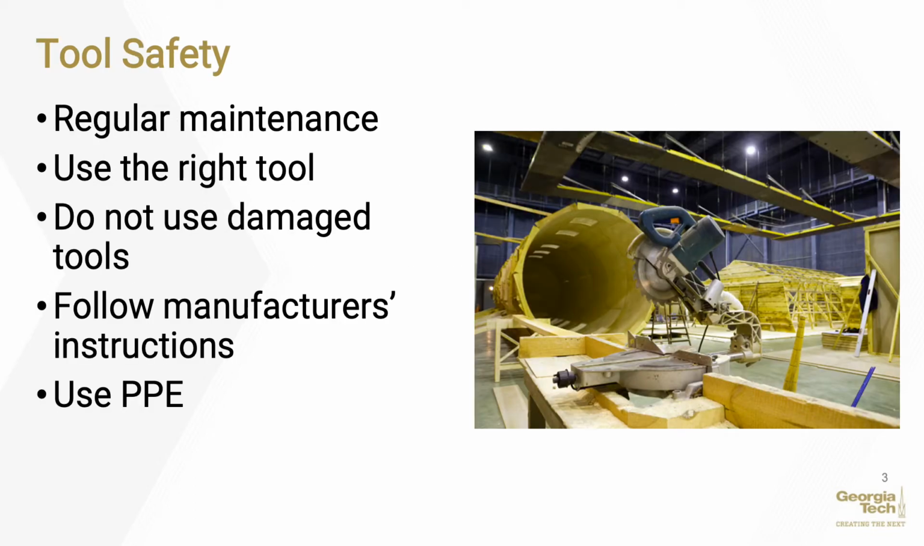Basic safety rules can help prevent hazards associated with the use of hand and power tools. Keep all tools in good condition with regular maintenance. Use the right tool for the job. Examine each tool for damage before use and do not use damaged tools. Operate tools according to the manufacturer's instructions. Provide and properly use the right personal protective equipment. Employees and employers should work together to establish safe working procedures.